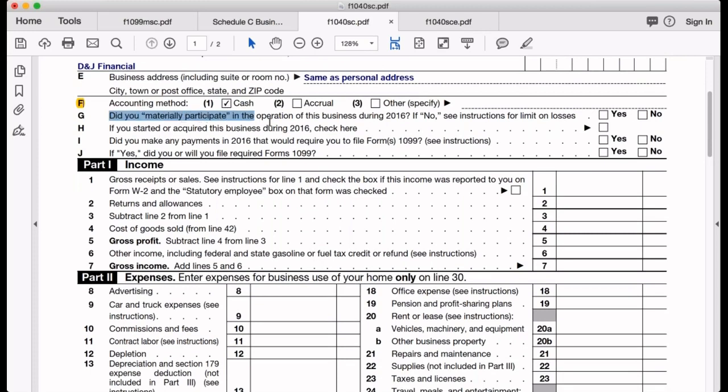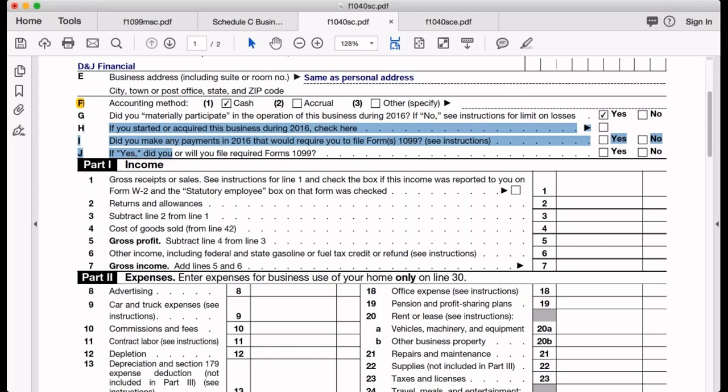Did you materially participate in the operation of the business? This is a very simple question. A lot of these questions are in plain English, right? What does this mean? Did you actually work in the business, or did you pay somebody else to work in the business? For the most part, the answer is going to be yes. Most customers with small businesses always participate or work in the business. There are no other employees. Letter H, did you start or acquire the business during 2016? You're only going to mark it if the answer is yes. So I'm just going to leave it alone now because I didn't.